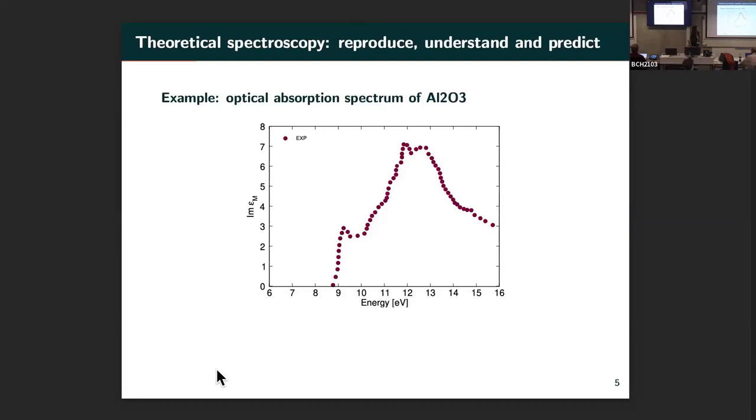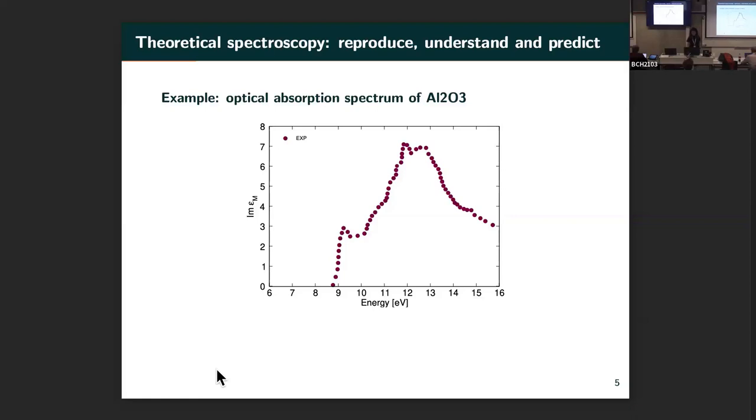But in a more general case, it's not always the case that we need to use Bethe Salpeter, but we want, in general, to be able to reproduce an experimental spectrum, and also understand. From theory, we can really focus on specific contributions and then understand what the different contributions of interactions are that give features in our spectrum. So this is something that we can achieve from theoretical spectroscopy. And eventually we will also predict in case it's difficult to perform experiments under certain circumstances. So during my talk, I will take as an example the absorption spectrum of aluminum oxide.